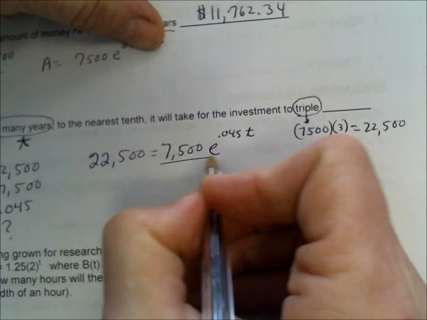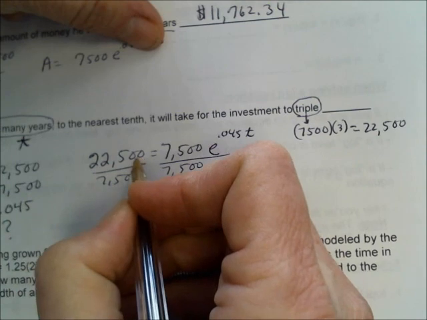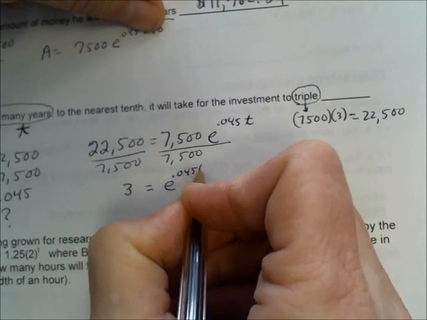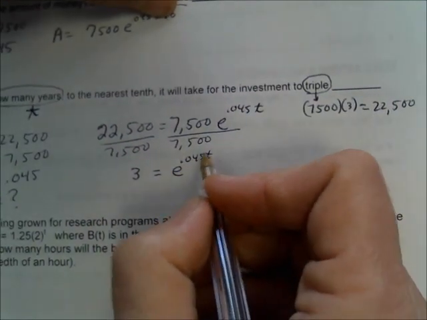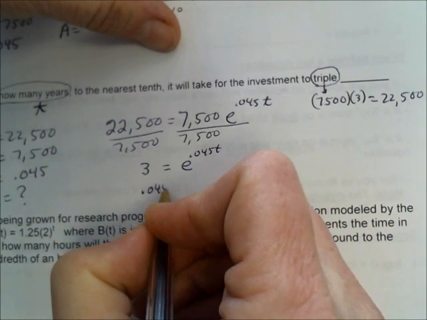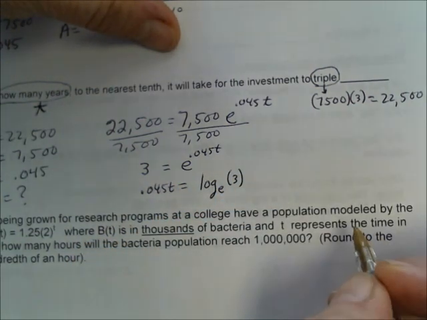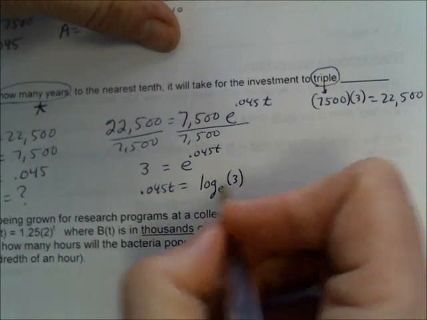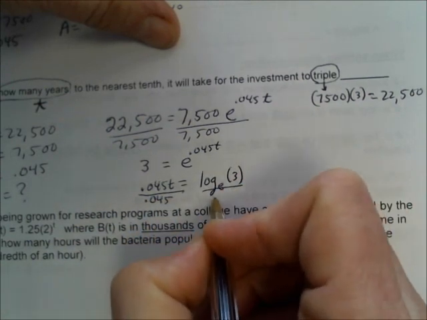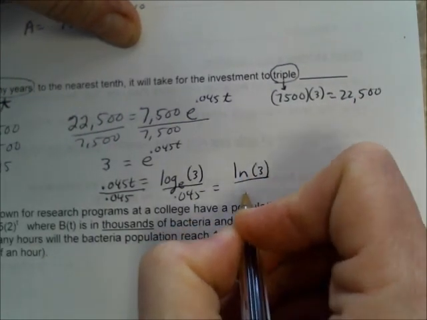So here's the equation. Divide both sides by 7,500. 22.5 divided by 7.5 is 3. 3 is equal to e to the 0.045t. And now we have the base by itself with its exponent. So we can just rewrite this as 0.045t is the exponent on e that's equal to 3. And we want to get t by itself, so we're going to divide both sides by 0.045. And the log base e is just ln, so the ln of 3 divided by 0.045.